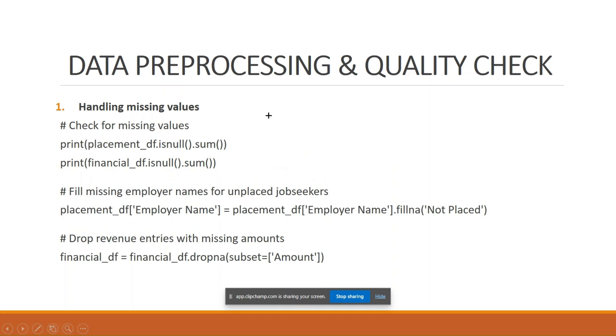The next step would be the data pre-processing and quality check. So within that, the first step will be to handle missing values. So at first, we check print placement_df.isnull().sum() to see if there are any missing values in the placement data set. And then we move on to the financial data set and see if there are any missing values there.